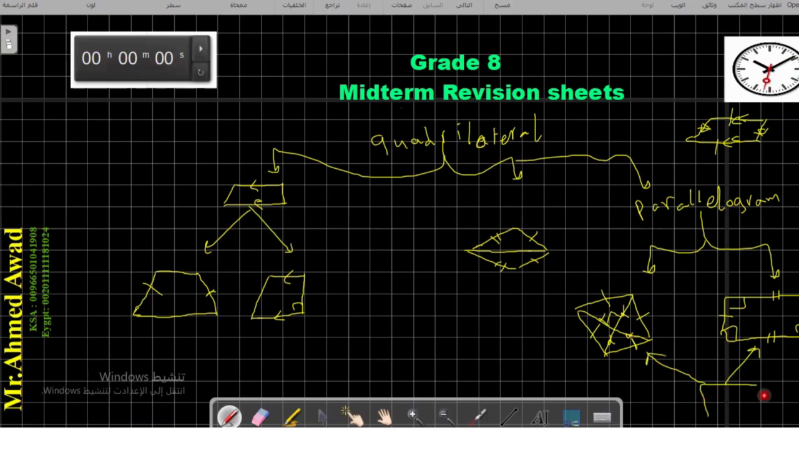In a square, all sides are equal. So this side equals this side equals this side equals this side. All angles are right. The two diagonals bisect each other and are perpendicular. So we can say all squares are what? All squares are rectangles, rhombuses, parallelograms, and quadrilaterals. Okay, my dear?